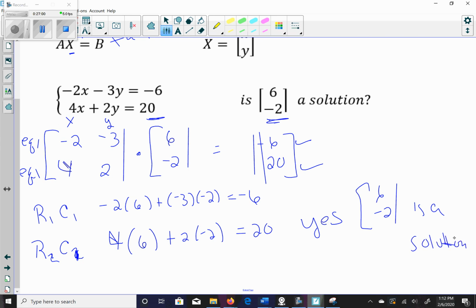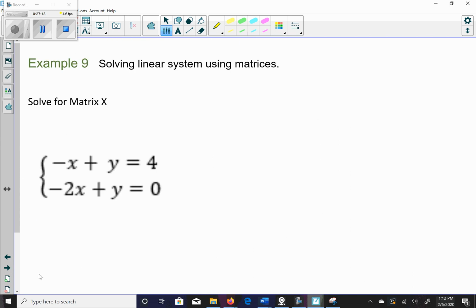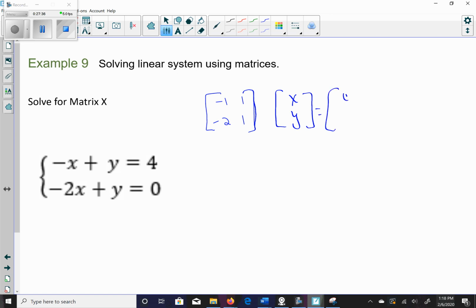All right, moving on. So this is the one that we started. I am actually going to try and solve this matrix C. So I'm going to put it in the order that I had before. I'm going to write my coefficient matrix, which is negative 1, 1, negative 2, and 1. I'm going to multiply it by my x, y, because I want to solve for those answers. So that's the way I write it as a matrix C.